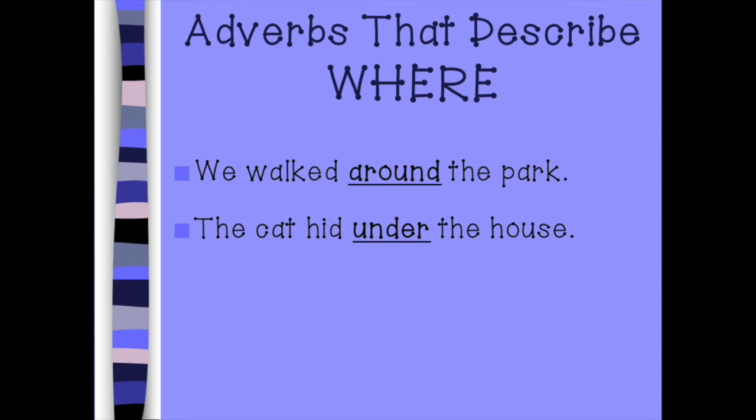The cat hid under the house. Now, same thing. Hid is the verb, and you might think, well, where did he hide? The house. But house is a noun. You're looking for the adverb that just describes a little bit more of where. And the where is under.